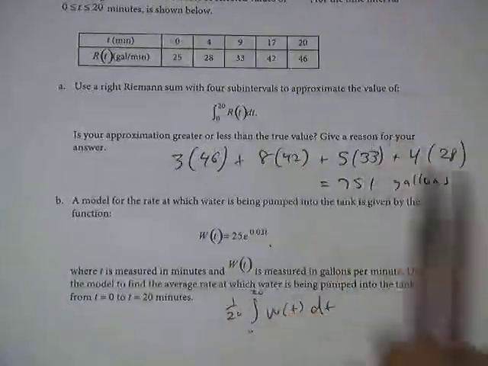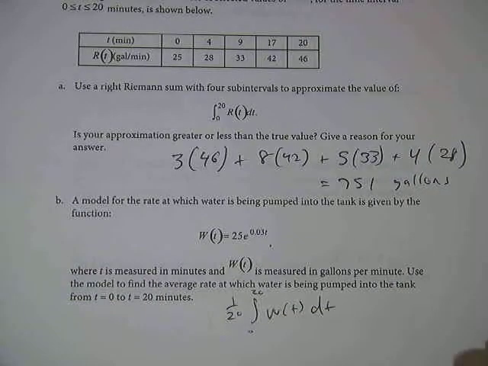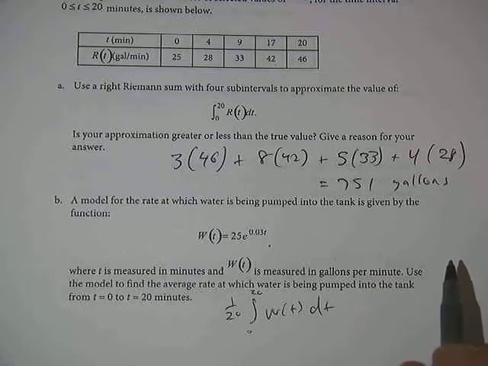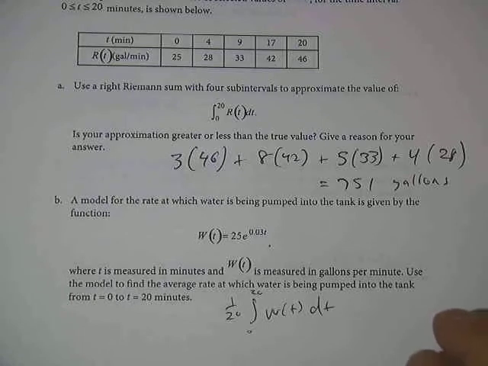If we add those all up, here's where I got that number last time: this is 751 gallons. And remember, we're accumulating. It's an R of t function, which is gallons per minute versus minutes, which means the integral is going to give us total gallons. So that's how many gallons. And then the other question is whether the approximation is greater or less than the true value.